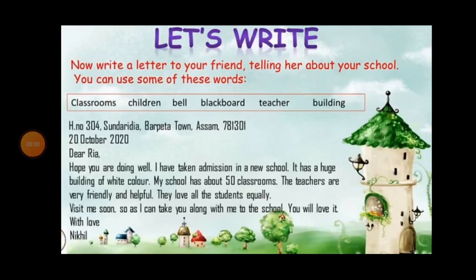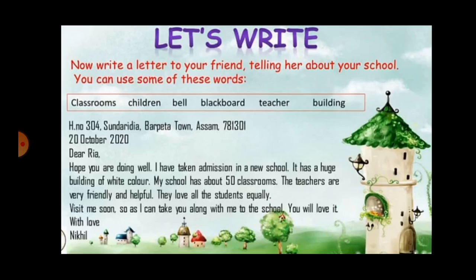Then the date is written, 20 October 2020. After that, salutation is written. Here the letter is being written to Ria, so salutation will be Dear Ria. Next you have to write the body of the letter. So here the letter is being written to Ria for telling her about the school. So let us read the body.